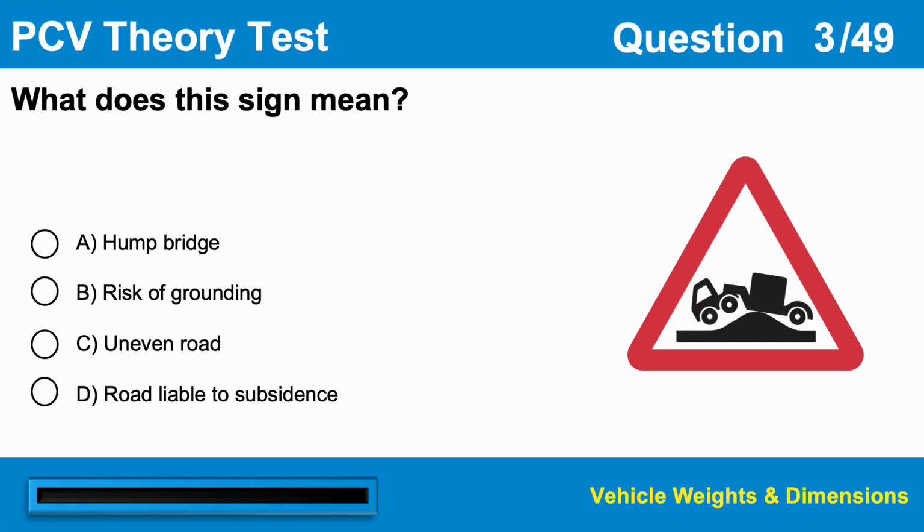Question 3. What does this sign mean? A. Hump bridge. B. Risk of grounding. C. Uneven road. D. Road liable to subsidence.